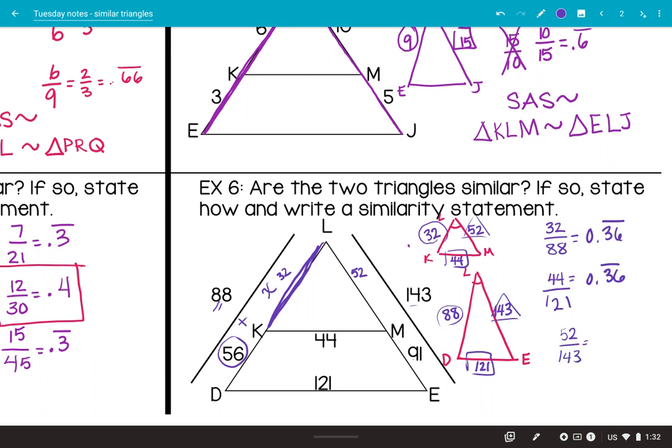Okay, so far it looks promising. They are similar so far. Now, if we can get the last one to be the same, it will be. We can say that this one is side, side, side, similar. And then our statement, so triangle KLM is similar to triangle DLE, and I'm squeezing it in if I can.